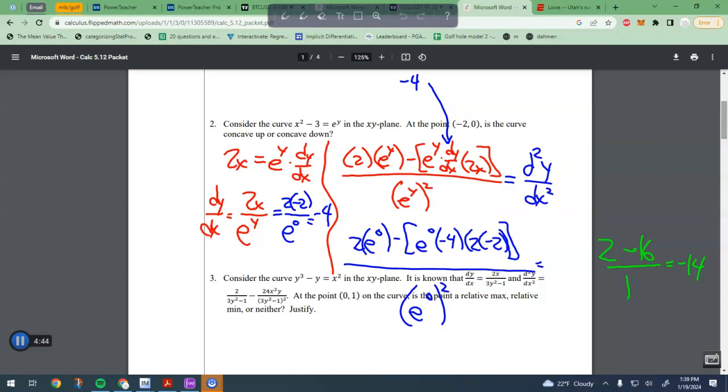Question on what I'm doing? So the second derivative is negative, which means the original function is concave down. If you were asked to justify it, which you very well could be, you would say since the second derivative is less than 0. Question on 2.